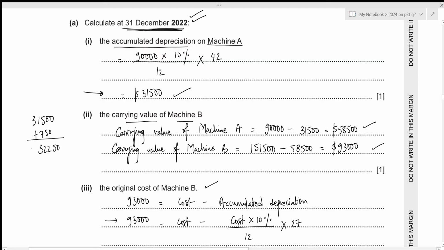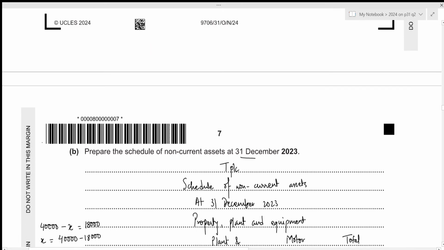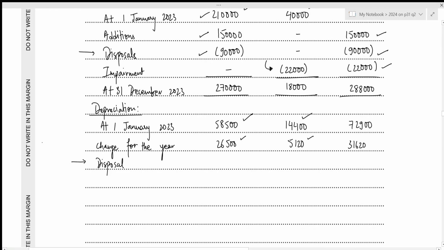Now we need to subtract it, because if something is disposed, then we should no longer be including its cost as well as the accumulated depreciation. 32,250. So the total will also be 32,250. Then in this case, we also have impairment. Now, whenever there is impairment, whatever accumulated depreciation we had before the date of impairment, we need to remove all of it. So we're just subtracting everything.